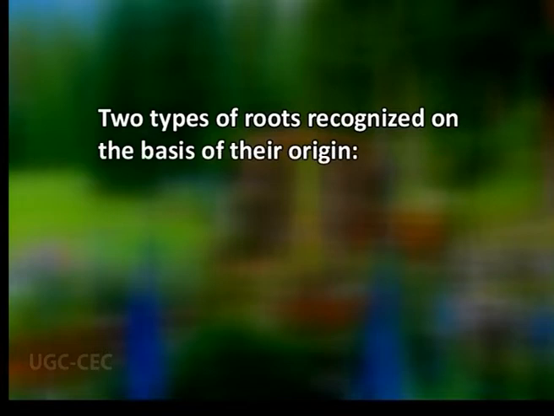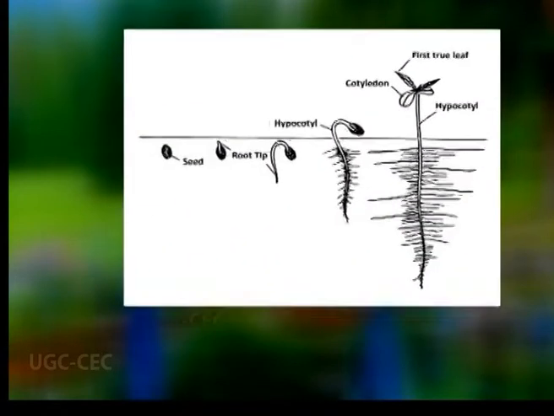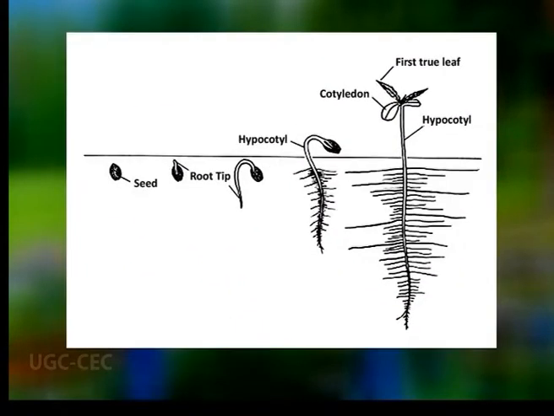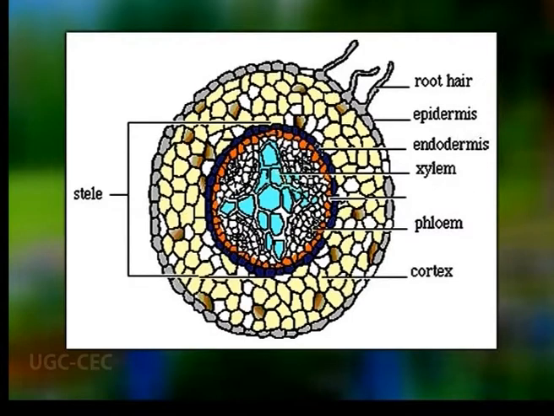Two types of roots are recognized on the basis of their origin. First, tap roots and second, adventitious roots. Tap roots develop from the apex of the embryo that is destined from its origin to give rise to a root, and from the pericycle of relatively mature parts of roots.